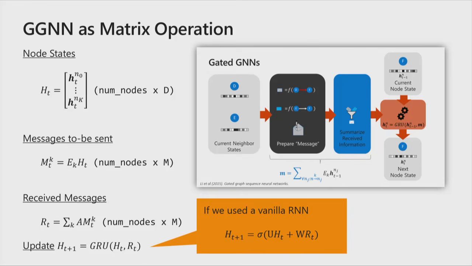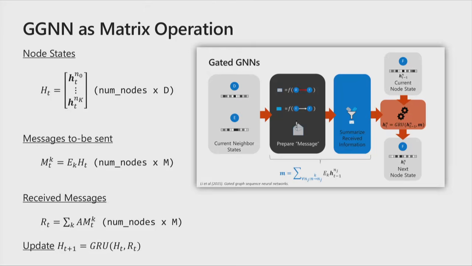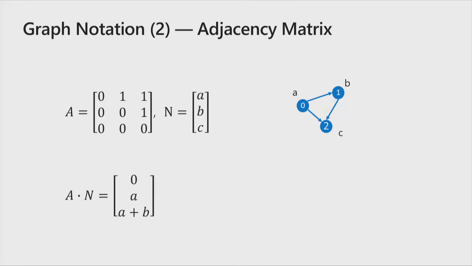Can you repeat what A is in the received messages? A should be A_k to begin with, so it's a typo. But this is the adjacency matrix for edges of type k. This is where it comes in, the adjacency matrix that says that node 0 is connected to 1 and 2 and things like that.